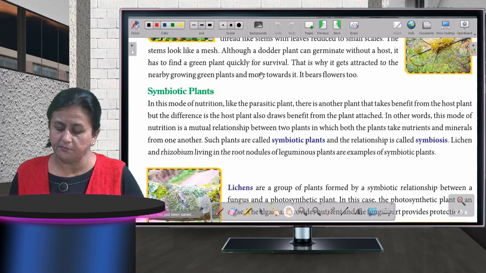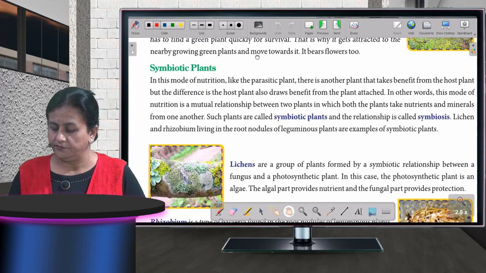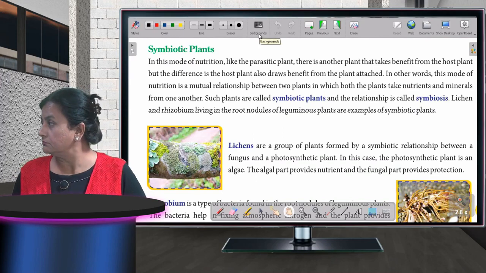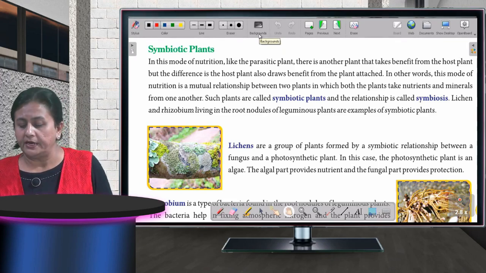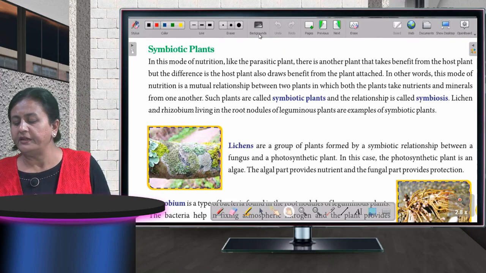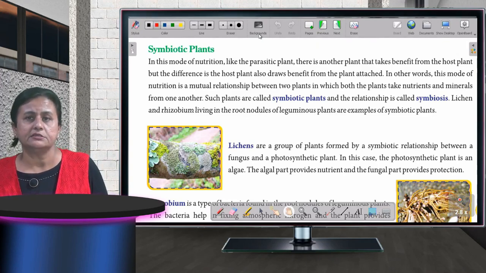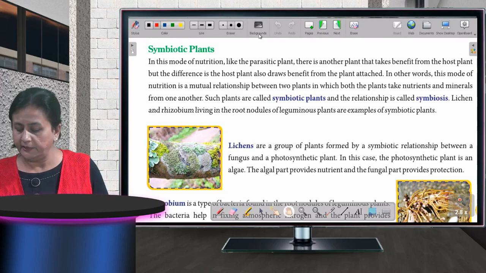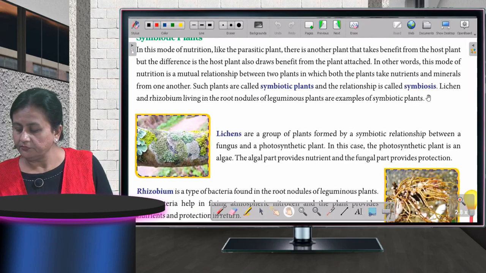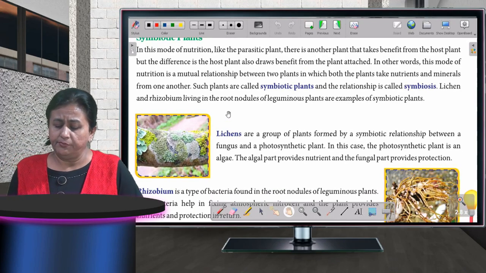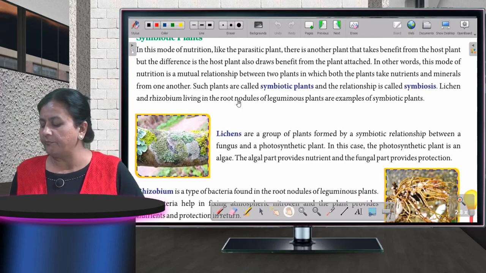Then come symbiotic plants. You can see symbiotic plants on the screen also. In this mode of nutrition, like the parasitic plant, these plants also take benefit from other plants. But the difference is what was happening in the parasitic plant: it was killing the plant on which it was growing. Examples of symbiotic plants are lichens and Rhizobium living in the root nodules of leguminous plants.